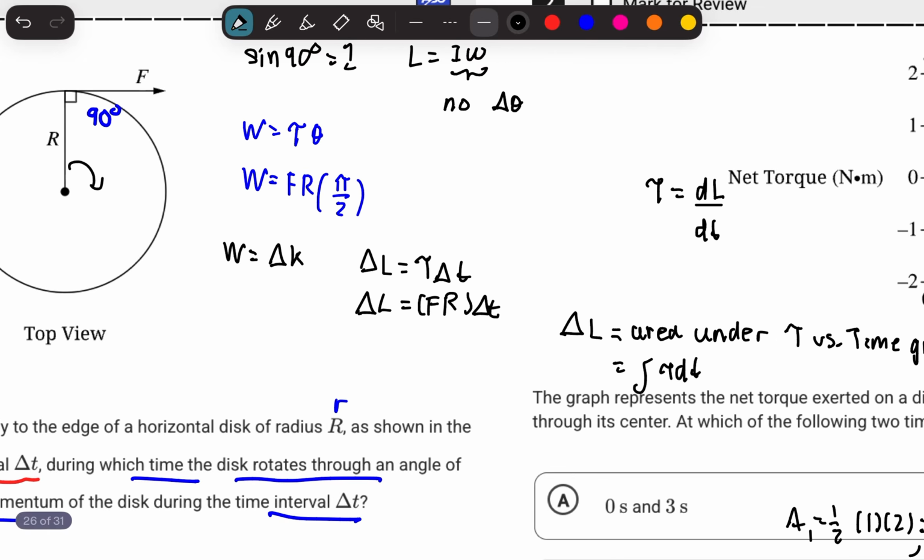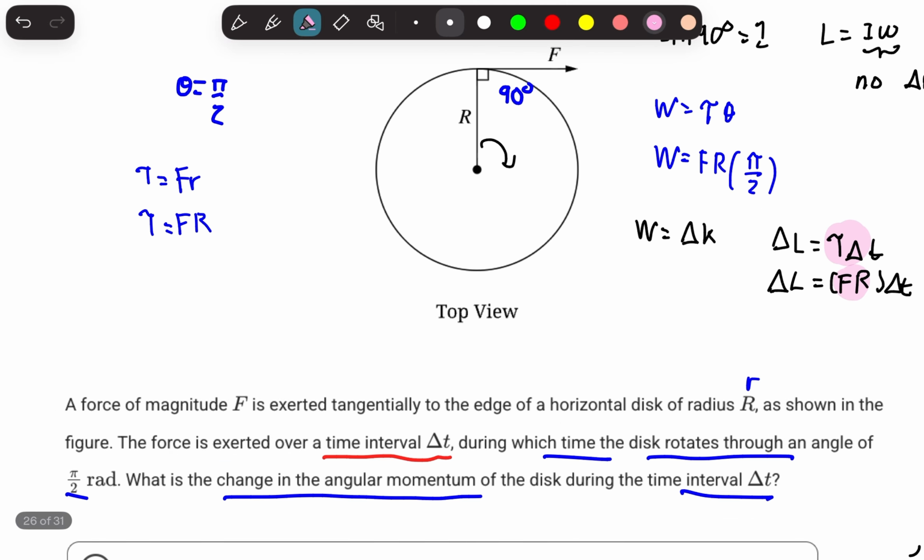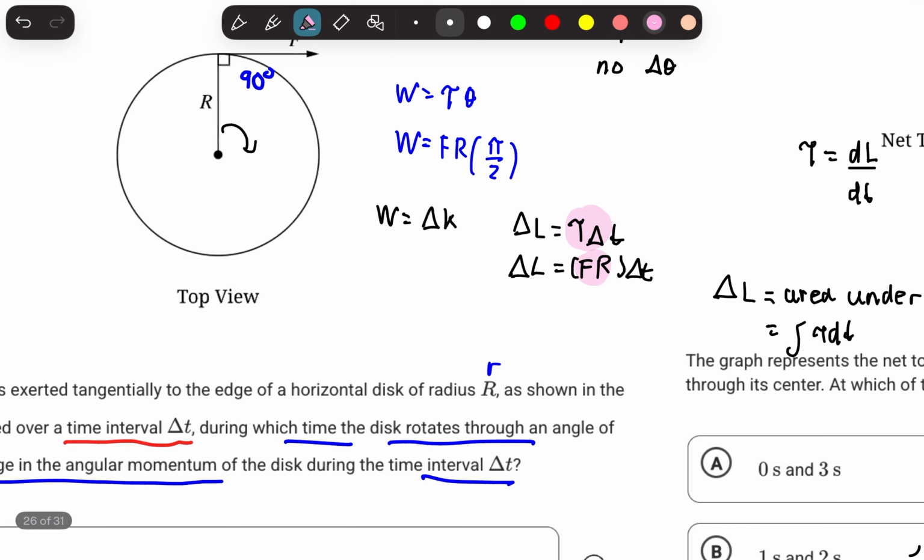Work is equal to delta K. And also, you know that delta L is angular momentum, and torque is equal to delta L over delta t. Torque is equal to FR, and you can have torque times delta t, and you should sub in the torque that you had earlier. So you have your torque here, that you got over here, sub that in, and then that's going to be your answer.